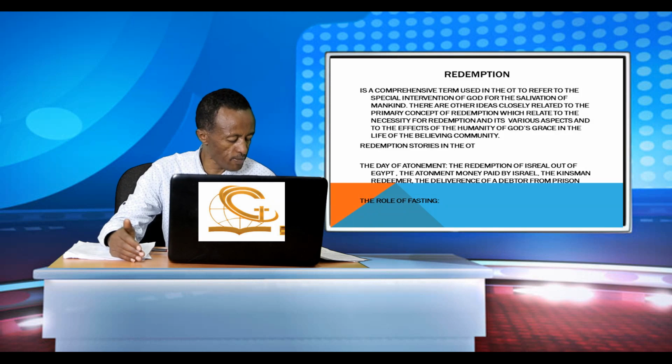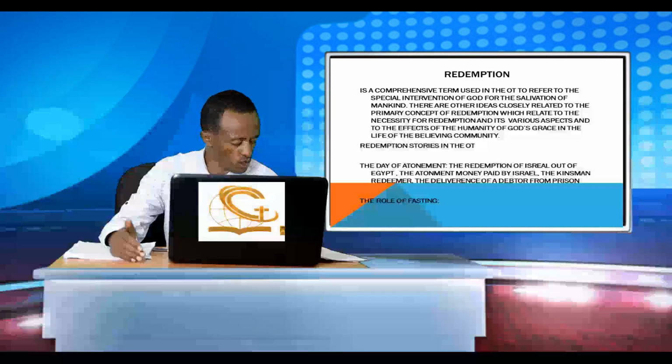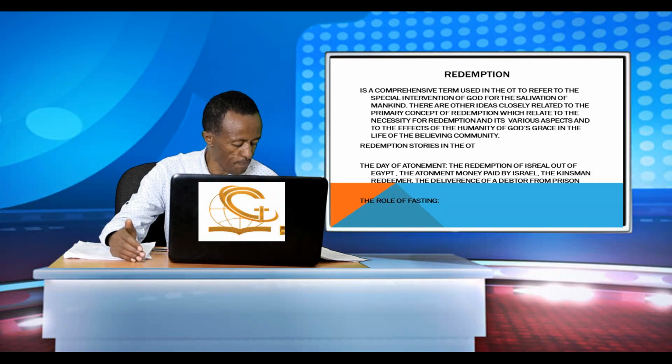The second one is the atonement money paid by Israel in Exodus 30:11-12. The kinsman redeemer, Leviticus 25:47-49. The deliverance of a debtor from prison, Isaiah 49:8-10, 61:1-3. And also the day of atonement, when the priests cleanse the priests and the people. And also the role of fasting.